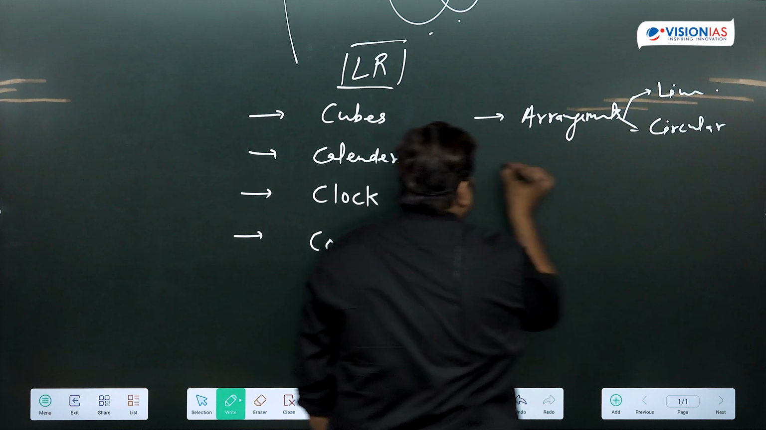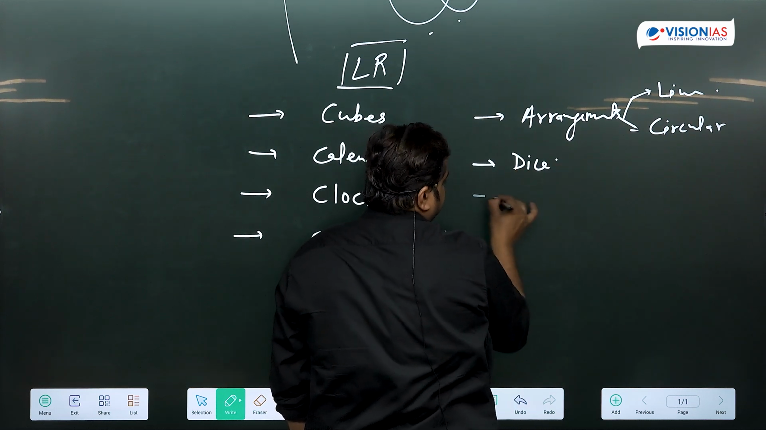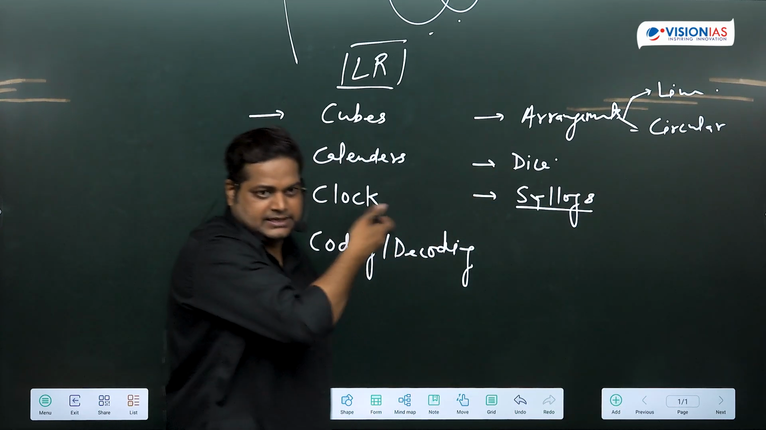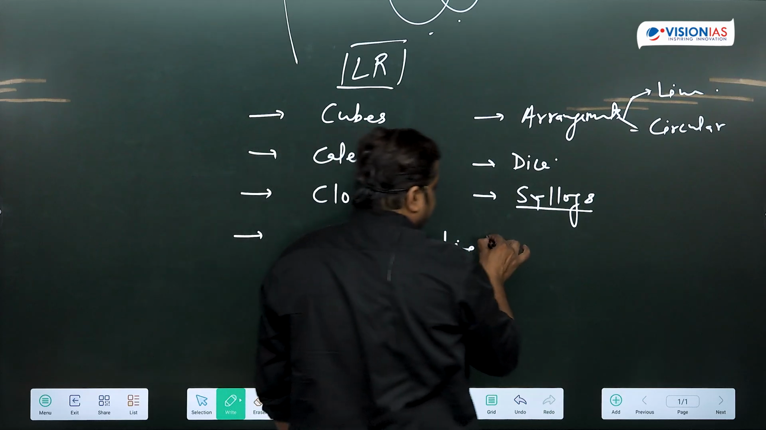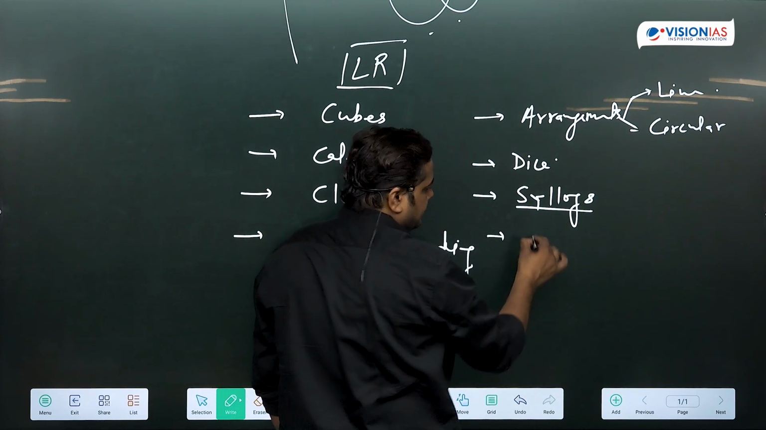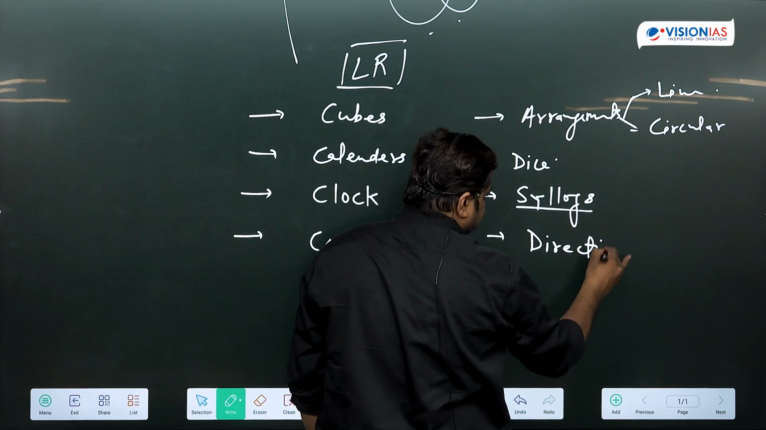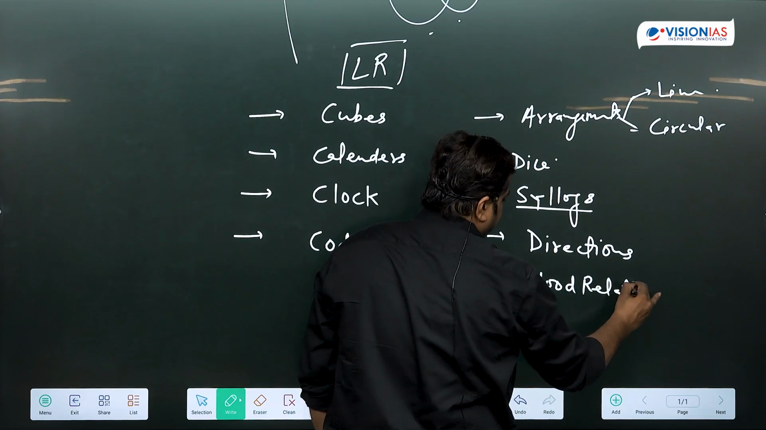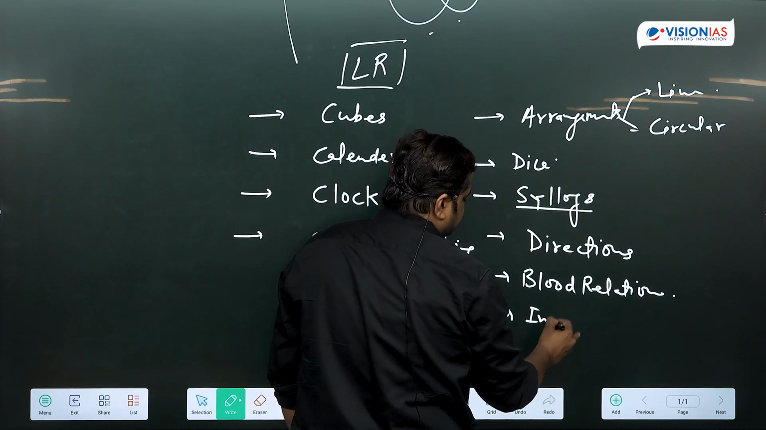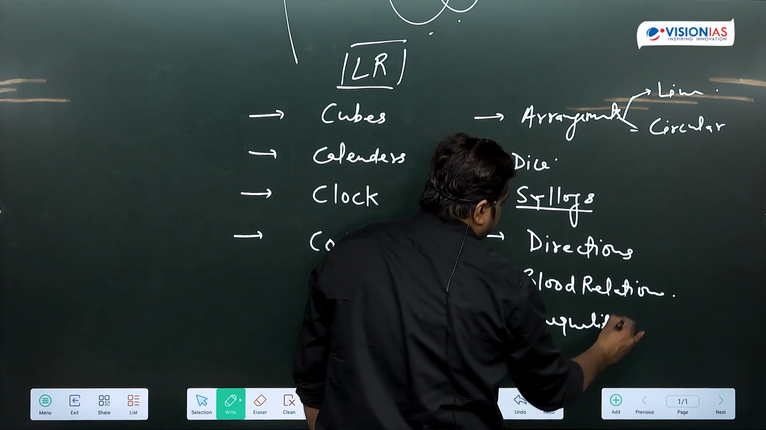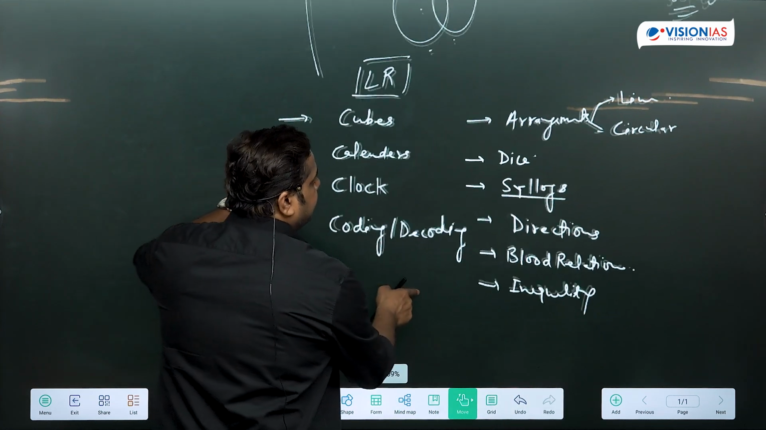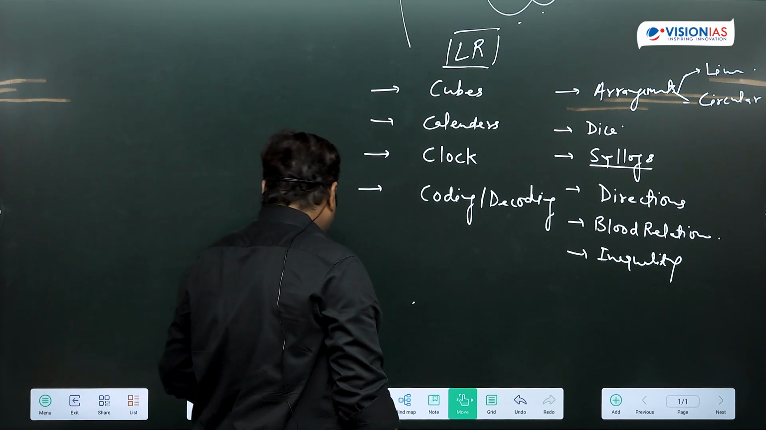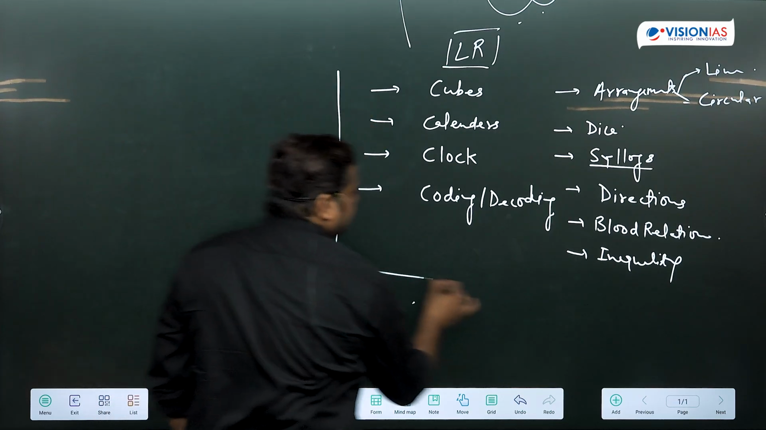We have the questions on dice. We have questions on syllogism, that is part of reasoning, LR, logical reasoning. Then we have directions, blood relations, we have inequality also. What else? So basically, these are the important topics of LR.